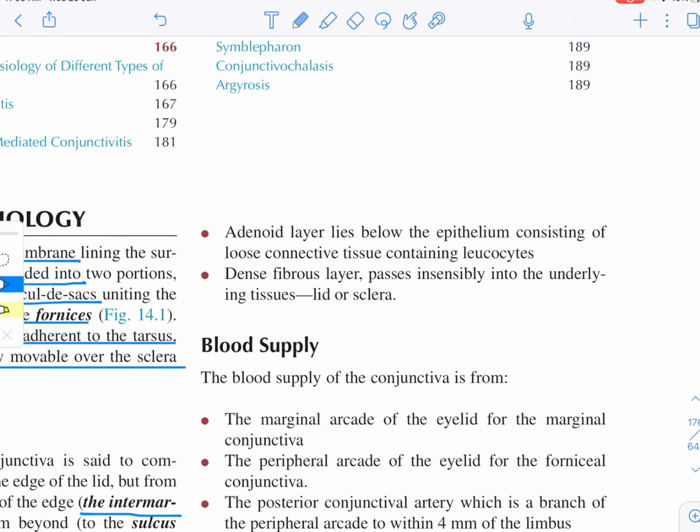Then second is the adenoid layer, which lies below the epithelium, consisting of loose connective tissue containing leukocytes. Third is the dense fibrous layer, which passes insensibly into the underlying tissues, that is lid or sclera. Then we come to the blood supply.